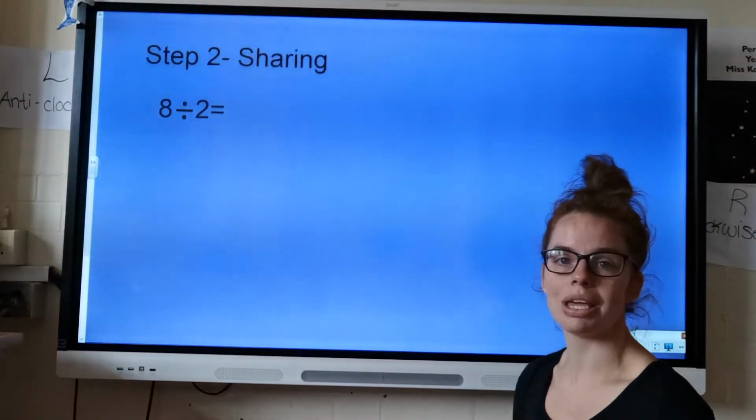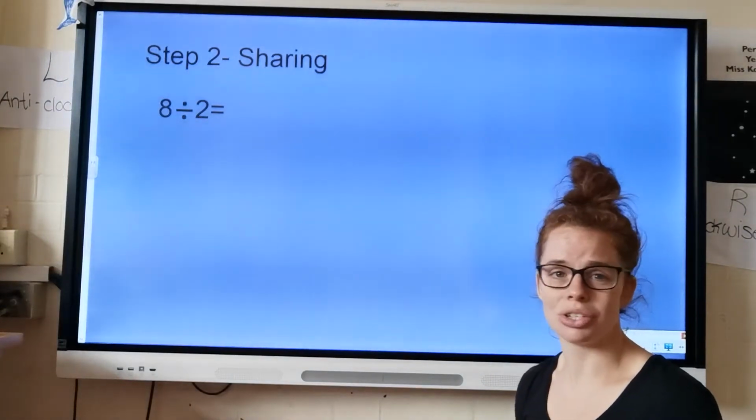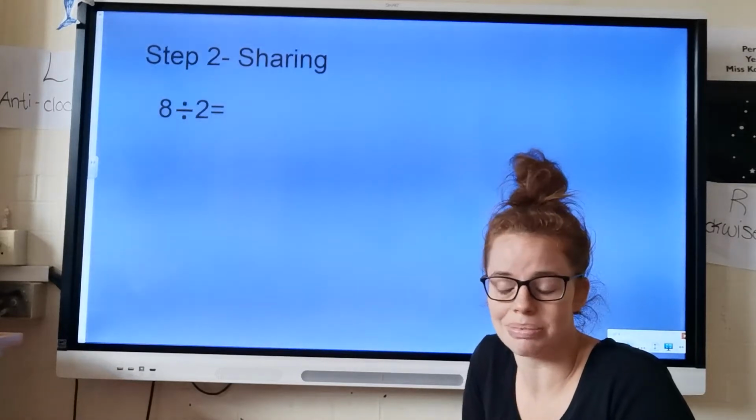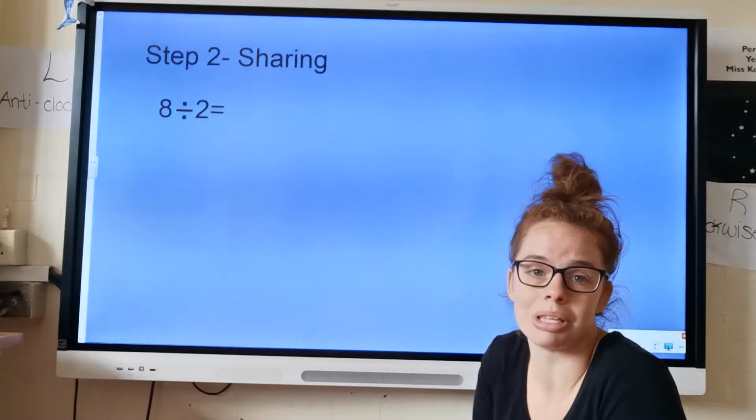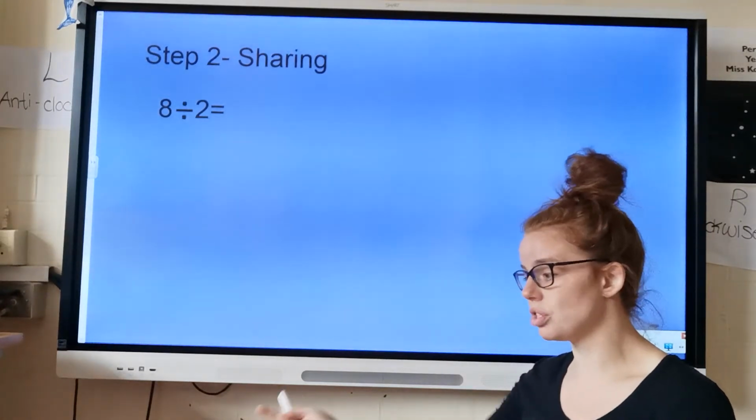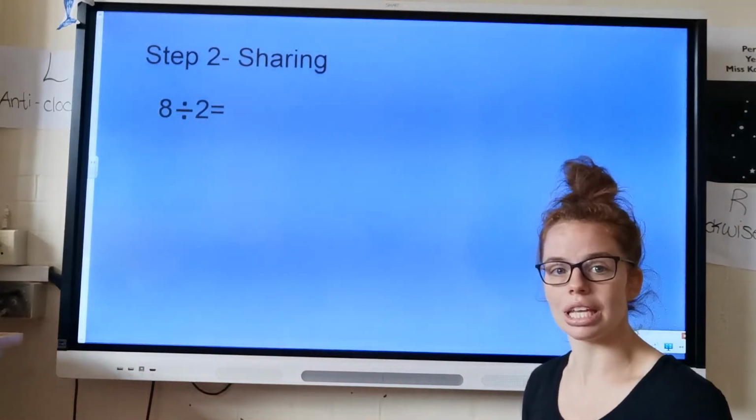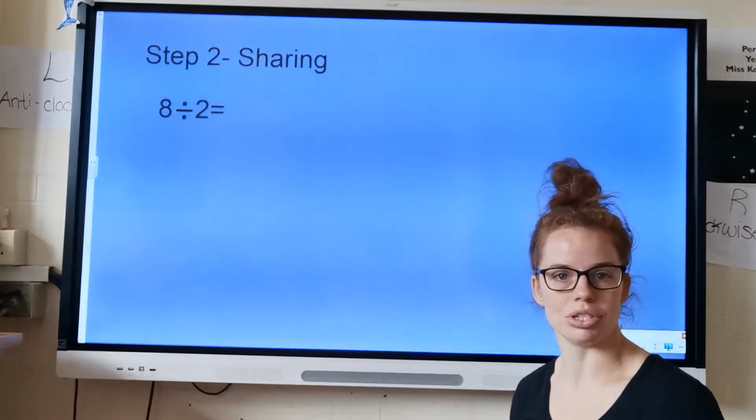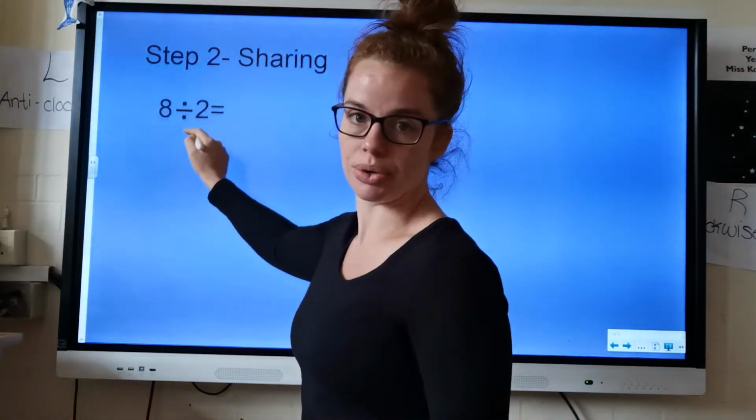Our second step is sharing. This one, children do from a young age without even knowing it, but it's just getting them to put it down onto paper. If they have 4 sweets and it's between them and their sister, and they need to give it out equally, they would give 2 to their sister and keep 2 to themselves. Children naturally do sharing all on their own, but we need to teach them how to do it as well. So here we have 8 divided by 2.